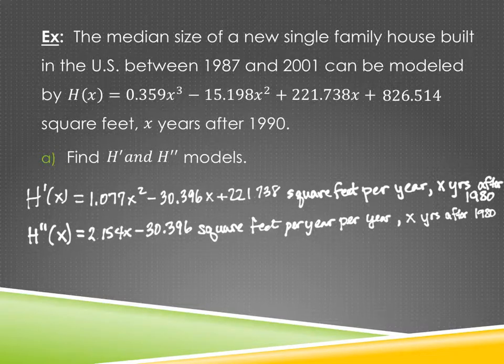I need to pick a window. Now, how is my equation being measured in this problem? How is the input being measured? Years since 1980. And they want us to find the inflection point between 1987 and 2001. So what x values is it giving us as the endpoints? 7, that's my minimum. And the maximum? 21. 2001 is 21 years after 1980.